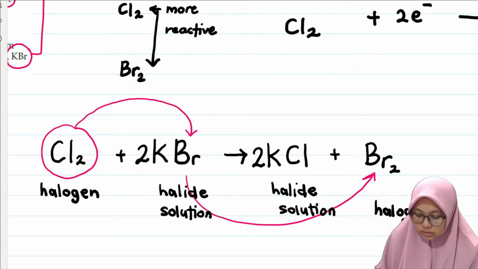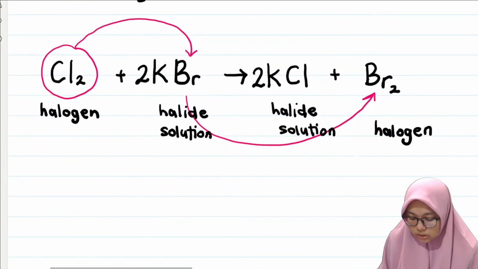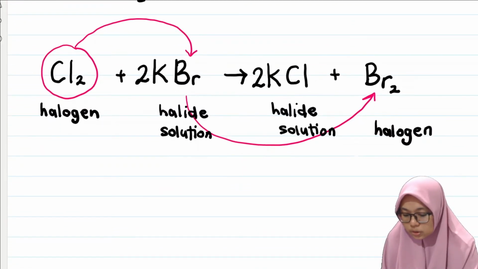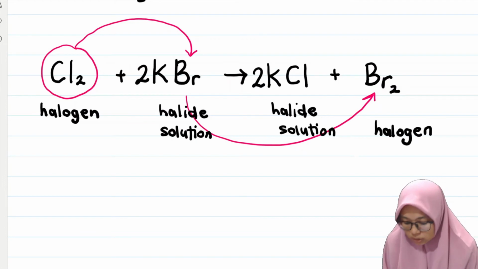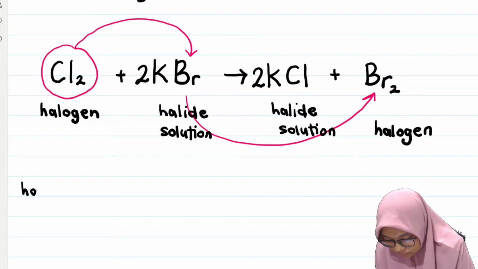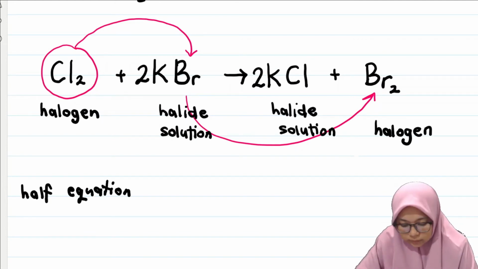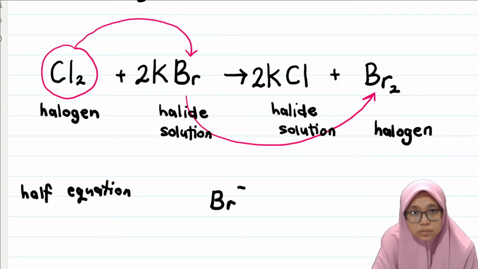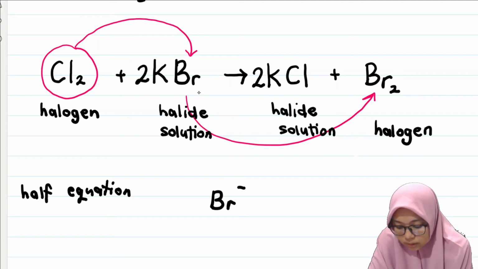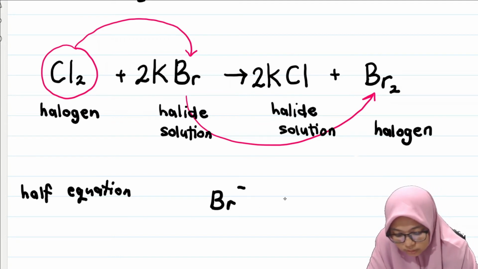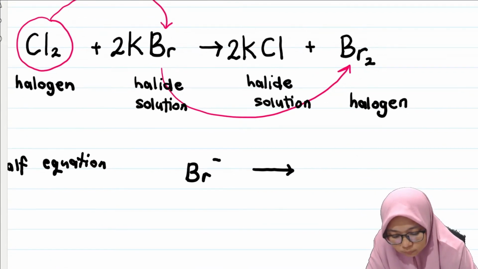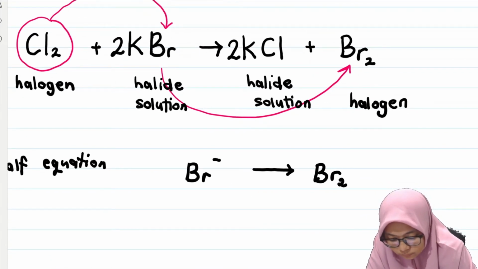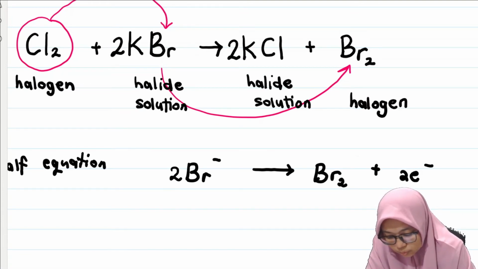So let's look at this reaction in terms of redox reaction. So we start with bromine first because bromine undergoes an oxidation reaction. So let's look at the half equation. The half equation for bromine will be Br minus. Why Br negative ion? The negative ion exists in potassium bromide, so Br minus. The bromide ion will release electrons to form a bromine molecule. It will release 2 electrons. So you need 2 bromide ions.